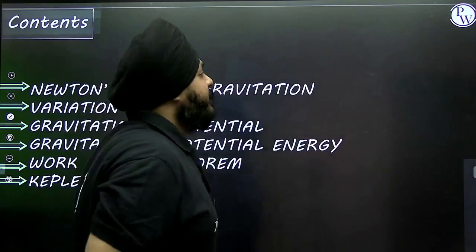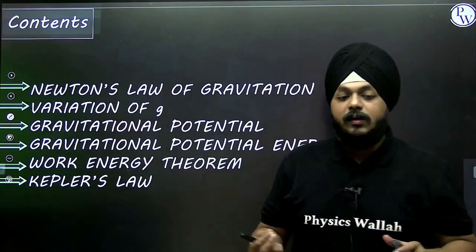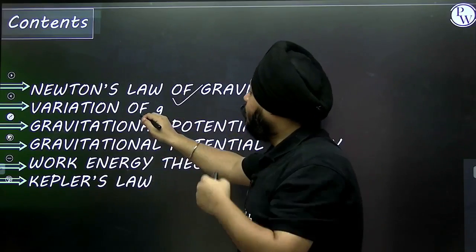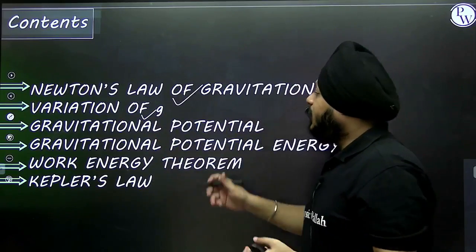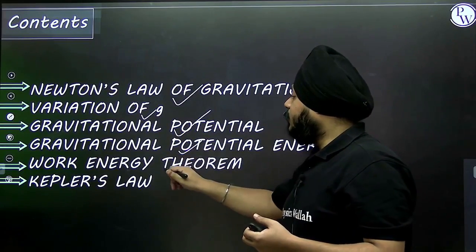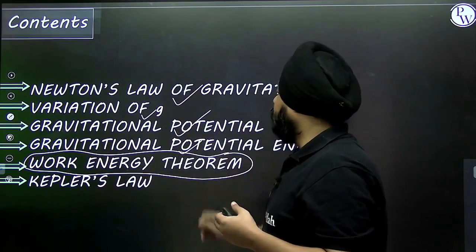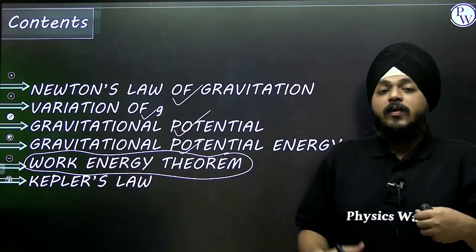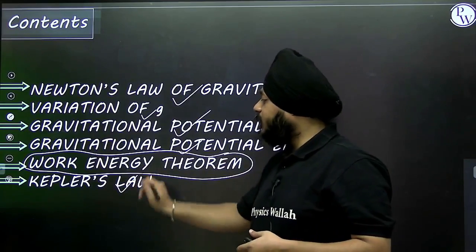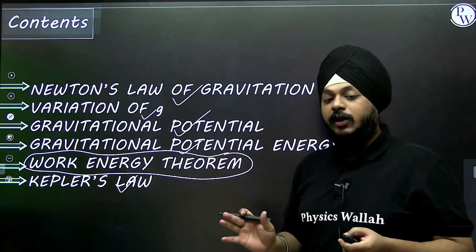See, it's a very simple thing. First of all, in this chapter we are going to see Newton's law of gravitation, and with that, the variation in the value of g. After that, we are going to see the concepts of gravitational potential and potential energy, the most important aspect, from which there is the highest possibility of questions in the exam. And finally, Kepler's laws. So this much stuff we are going to see in this session.